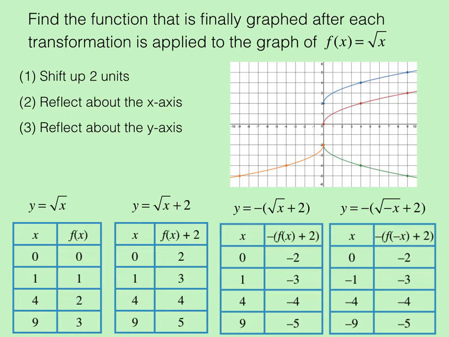Okay, so let's summarize what we did together. We started with our parent function, f of x equals the square root of x. The direction said to shift that up 2 units. So we can see visually and symbolically, to shift up 2 units, you just do +2 outside of the parent function. And then we reflected across the x-axis.